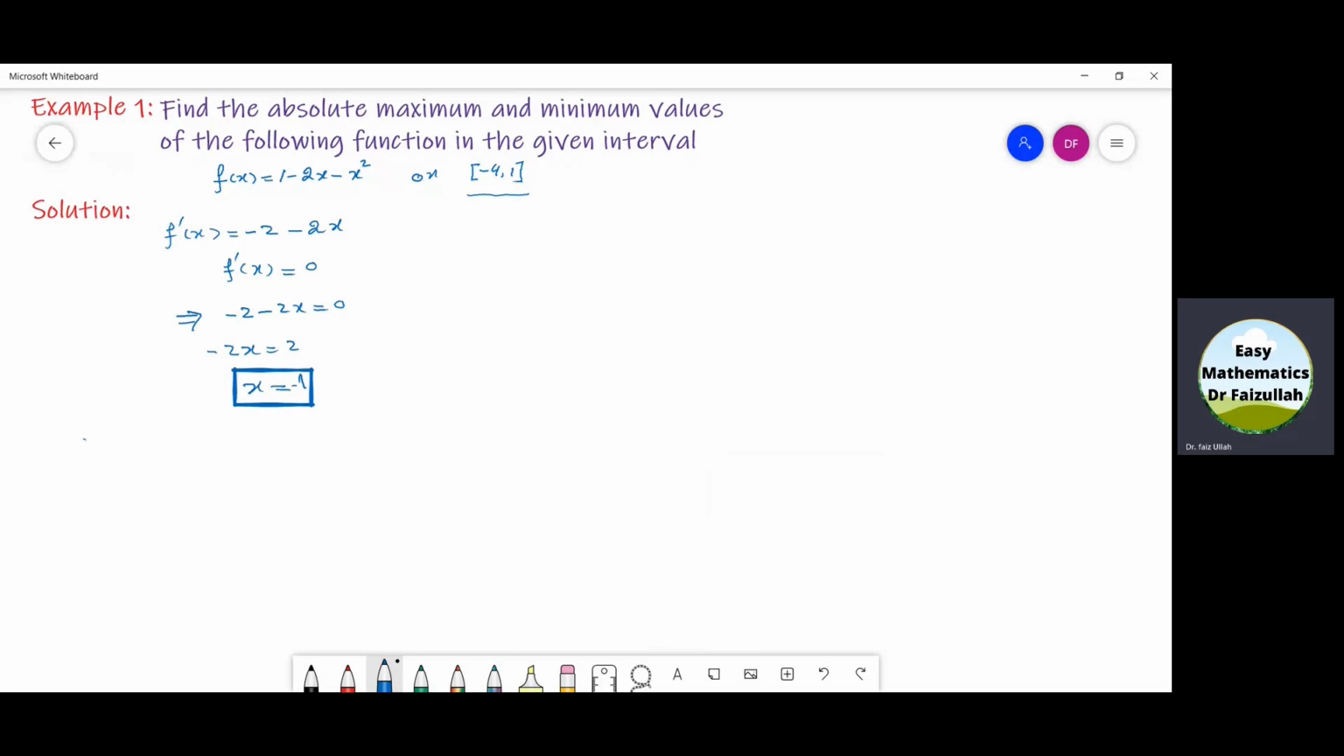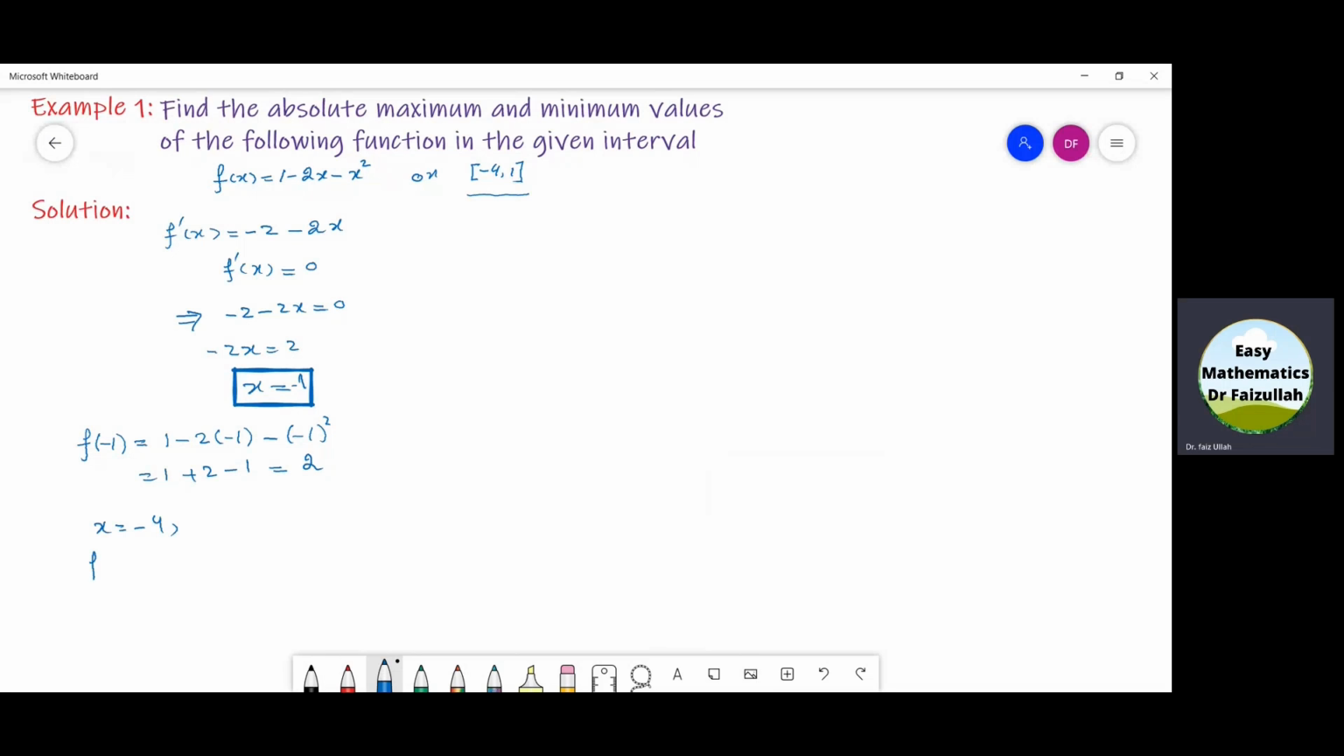Now let us put -1 in the given function f of x. So f of -1 is equal to 1 minus 2 into -1 minus -1 square. From this we get 1 plus 2 minus 1. So f of -1 is equal to 2. Now let us put x is equal to -4 in the given function.